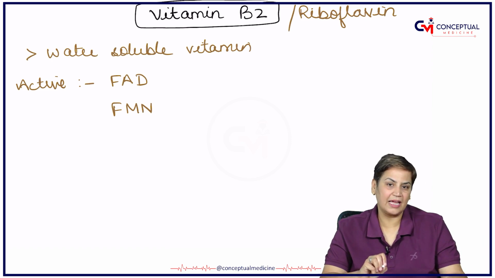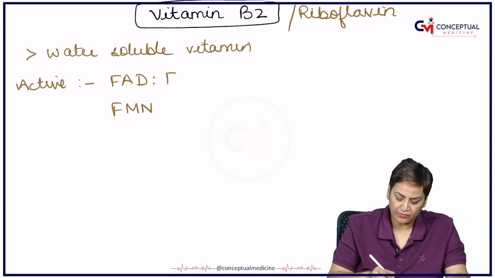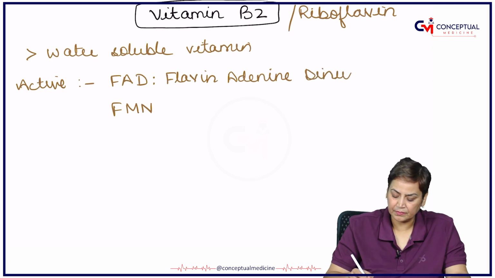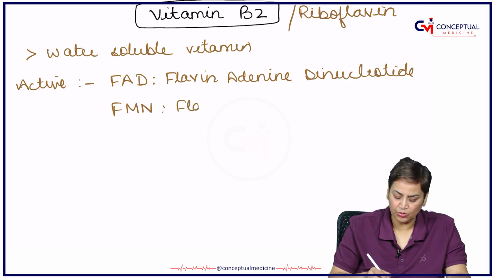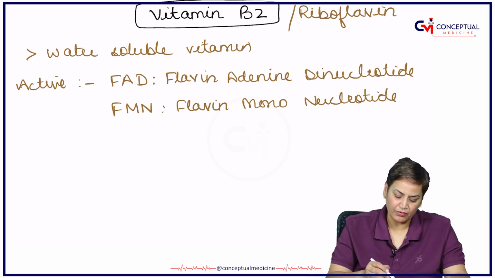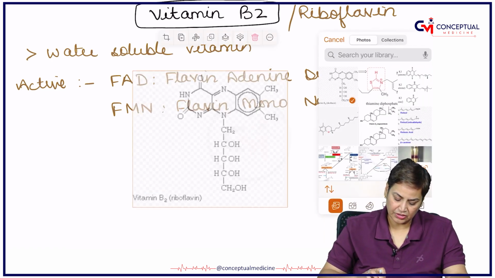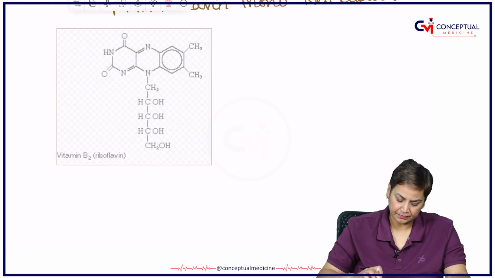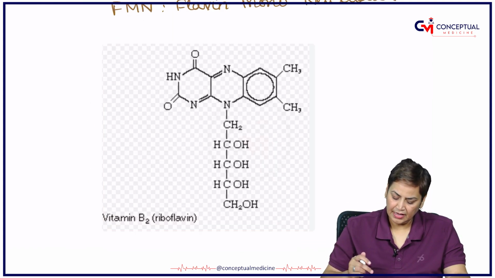And since it is called riboflavin, FAD stands for flavin adenine dinucleotide, and FMN is flavin mononucleotide, right? And if we talk about the structure of riboflavin, it has this type of structure. As you can see here, it has a ribitol alcohol.